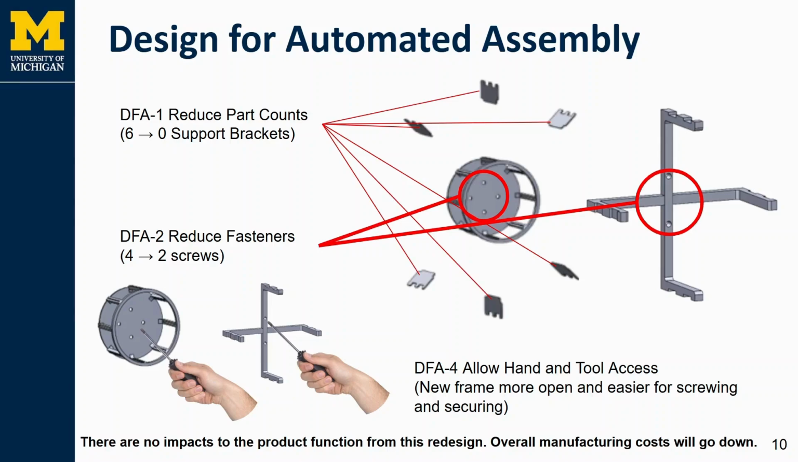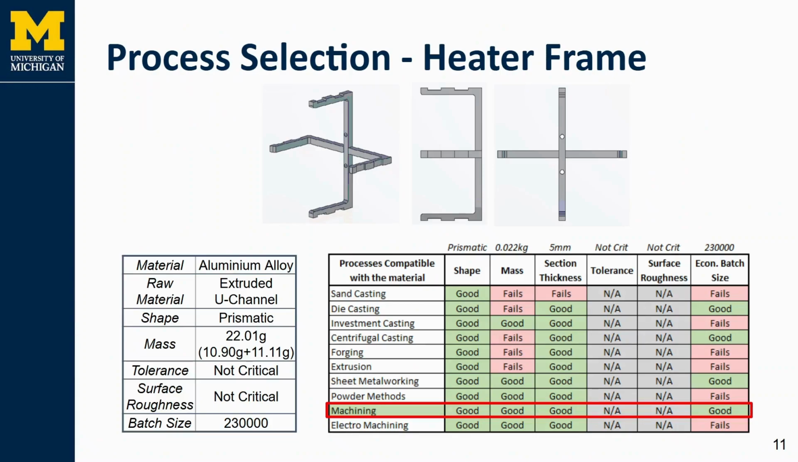Subsequent fan assembly with a much less restrictive heat element frame design. There are no impacts to the product function from this redesign. Overall manufacturing costs will be reduced due to the reduction in parts complexity and improved assembly. The part redesign was a heater frame, where previously was an assembly of the frame and the support brackets.